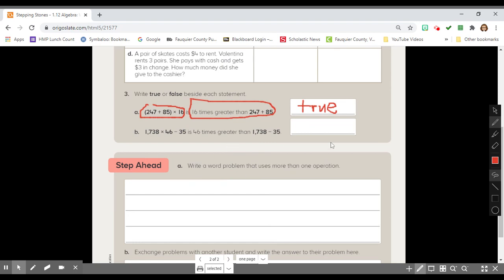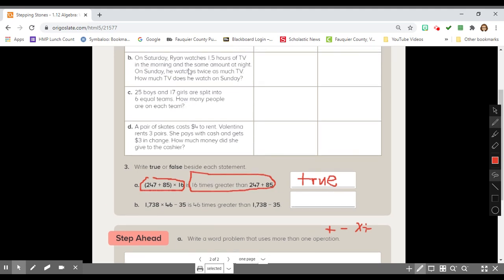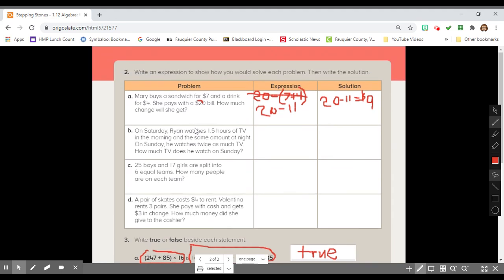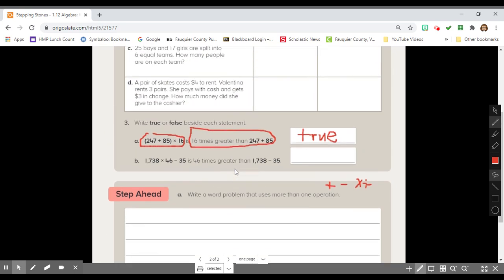Okay, so this one, I'm going to let you do this one. This is the step ahead. Write a word problem that uses more than one operation. So you can use plus, minus, multiplication, or division. You have to use at least two of these. A word problem is this. This is a word problem because there's words. You're supposed to write, that's why there's so many lines. You have to think of a word problem.